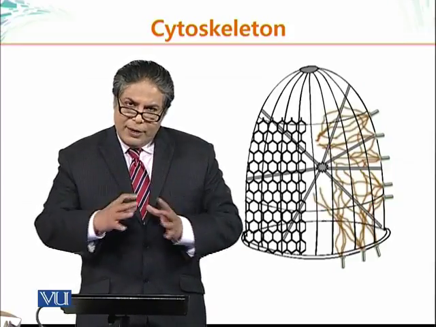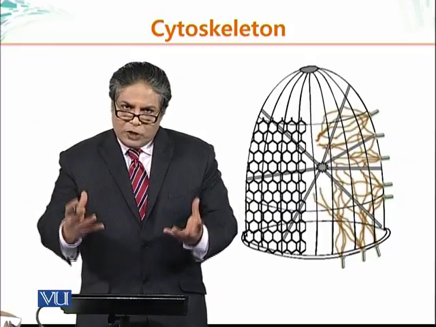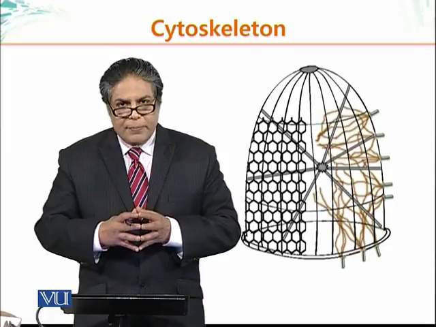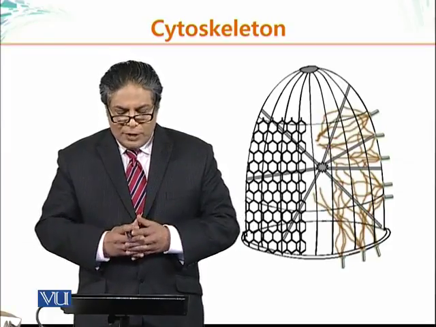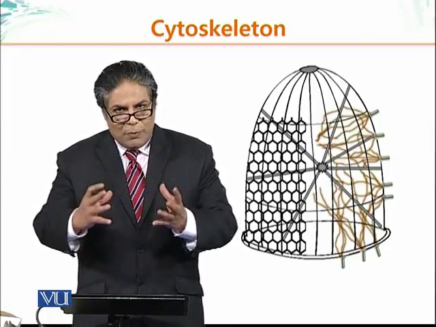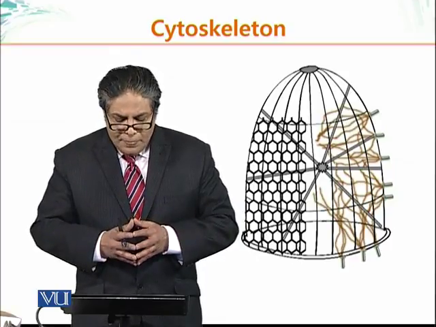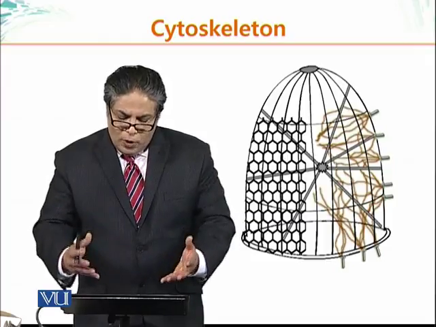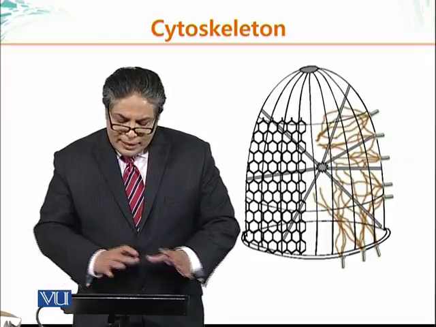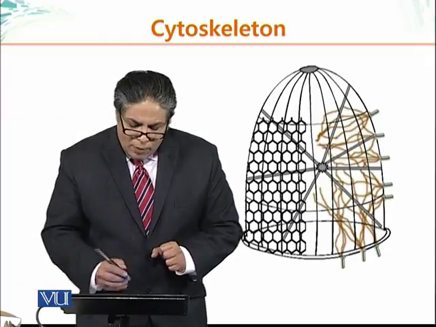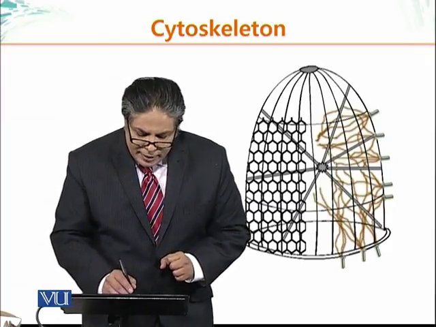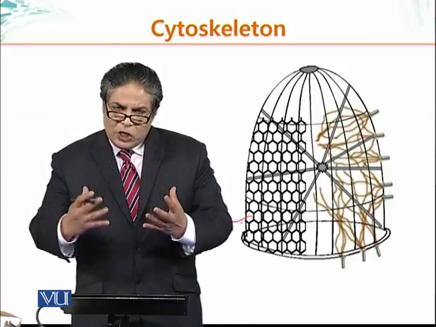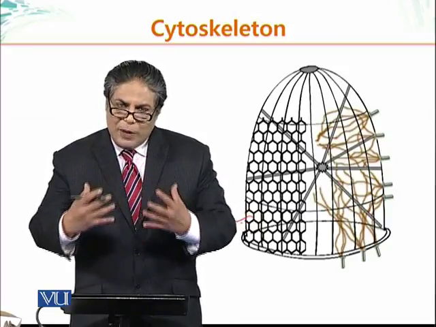Plasma membrane is similar in that way. Whatever the structure is underneath the plasma membrane, it assumes that shape. So what are the structures underneath the plasma membrane that determine the shape of the cell? Let's talk about that. First of all, this bird cage I have shown in the slide has different components. Let's first talk about this hexagonal component shown here. This hexagonal mesh represents the spectrin.